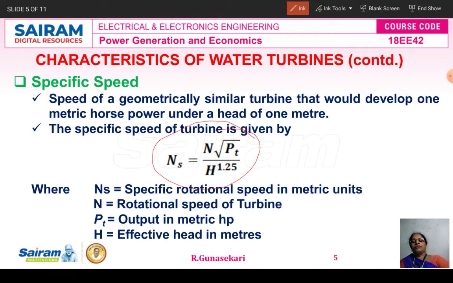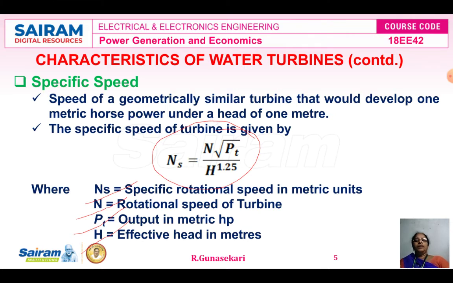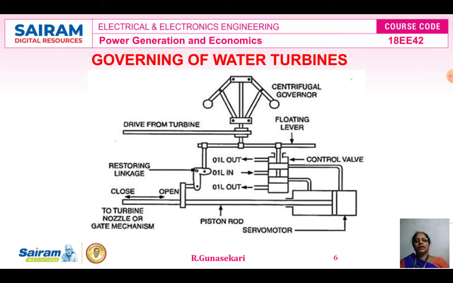In this formula, Ns is the specific rotational speed in metric unit, capital N is the rotational speed of the turbine, PT is the output in metric HP, that is horsepower, and capital H represents the effective head in meter. So these are the characteristics: runaway speed, specific speed, constant speed curve, and water head. These are the main characteristics of water turbine. From these, we can select the water turbine for our applications.